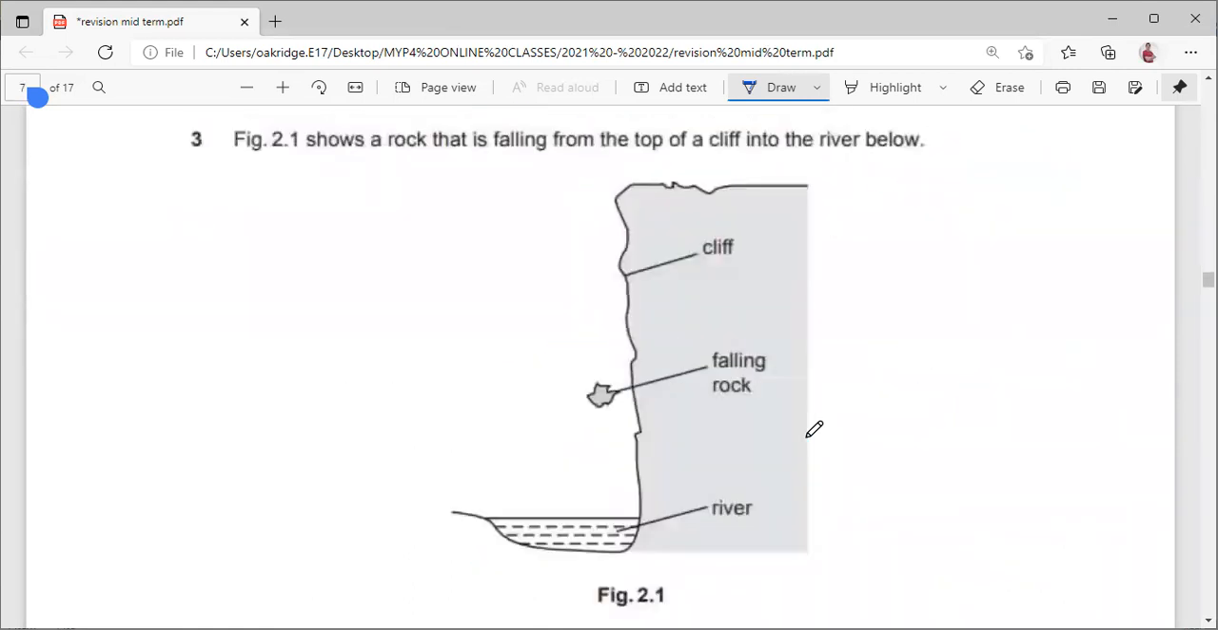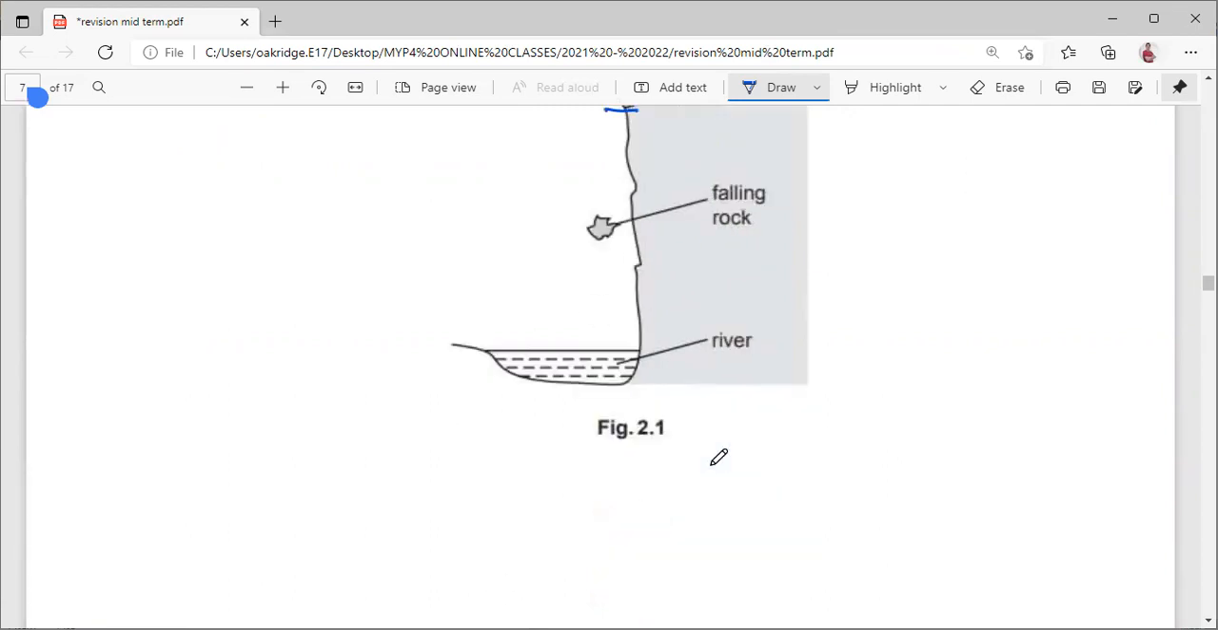Okay, then. Figure 2.1 shows a rock that is falling from the top of a cliff. Okay, from the top of a cliff. So this is the cliff over here, fell into the river. This is the falling rock. This is a river over here.